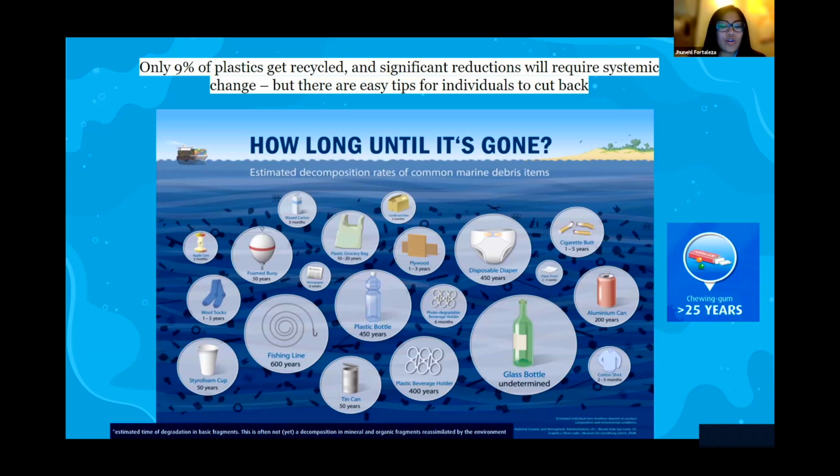So even though we want all of these governments to change, even though we want these different actions to be taken as a whole nation or as a whole world, in the meantime, there are still some easy tips for individuals to cut back on. And if you can imagine, if every single one of us, if every single AquaGoat holder, if every single person watching this video were to try to practice some of these tips, that could actually go a long way to reducing plastic in the ocean.